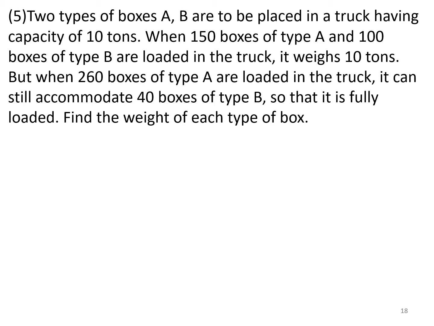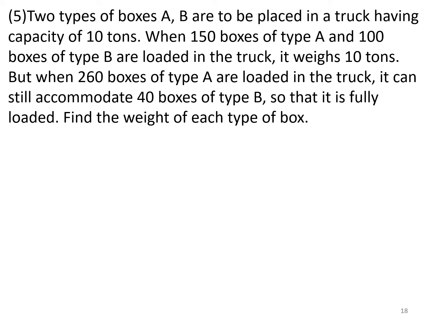So there are two types of boxes here, A and B. And when they are placed in the truck, the weight of the truck is nothing but 10 tons. First condition goes that 150 boxes of A and 100 boxes of B will give you 10 tons. Second condition, 260 boxes of type A, when they are filled, still there is place for 40 boxes of type B to get completely loaded.